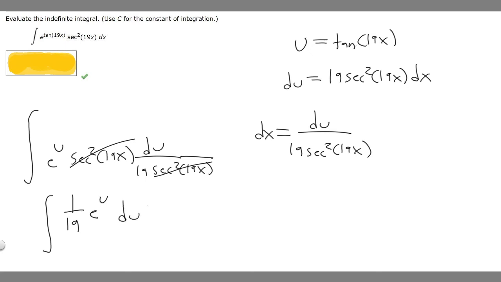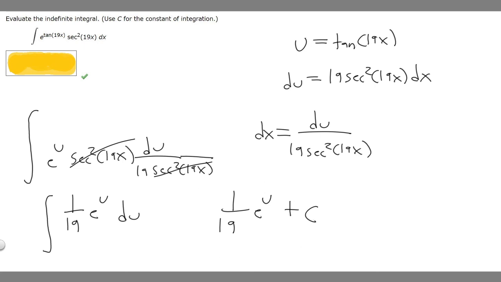du. And so now that we've got that, what we want to do is find the antiderivative of the function on the inside. So the derivative of e to the u is just e to the u, right? So it doesn't change. So the antiderivative is the same thing. So it's just going to be 1 over 19 times e to the u. Then we got to add plus c, right? Since we're taking the antiderivative.